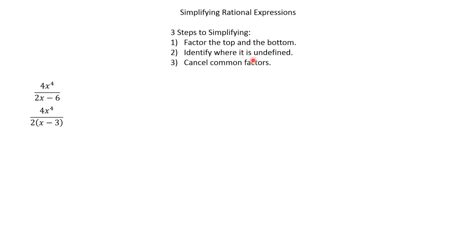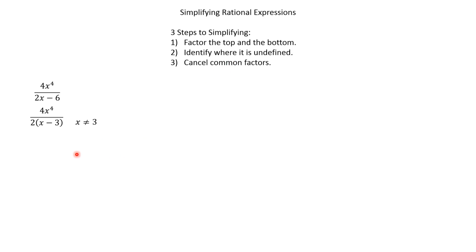All right, now identify where it's undefined. What would make the bottom equal to 0? Well, the 2 could equal 0, but the 2 is not going to equal 0. The 2 is going to equal 2. Or the x minus 3 could equal 0, which means that x would have to equal 3. So this can't be 0, so x can't equal 3. That's all the identifying where it's undefined is. With the simplifying questions, we're doing it for practice. We'll see why that's important at the end of the lesson.